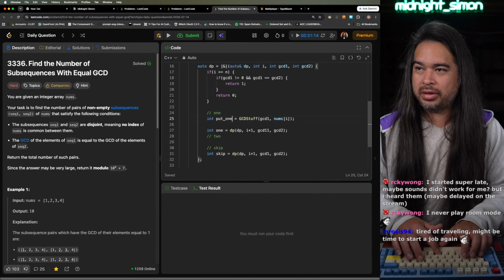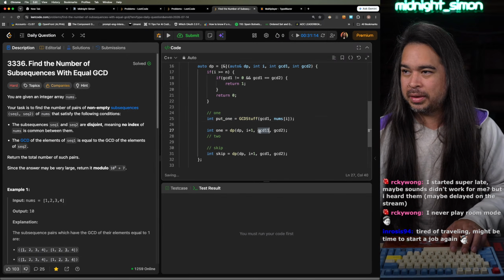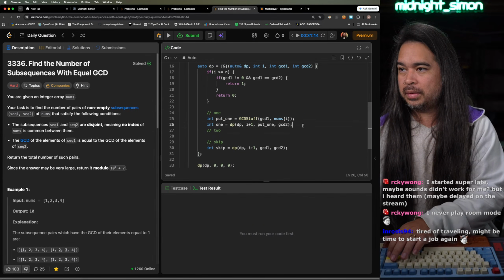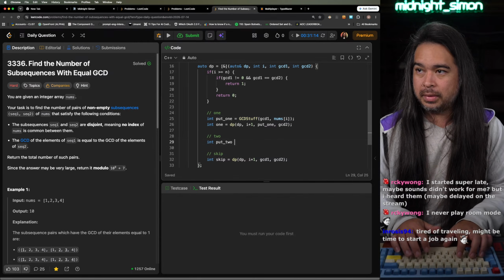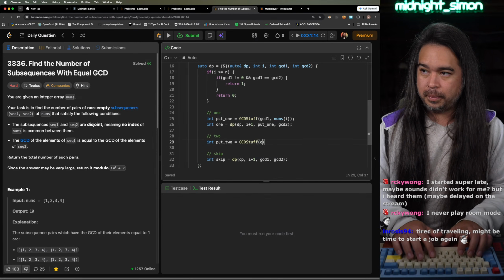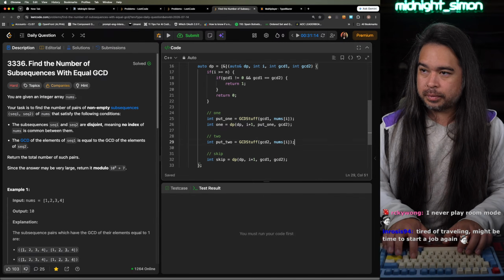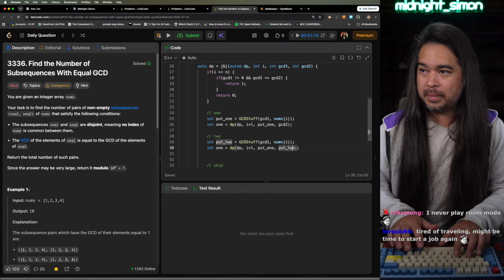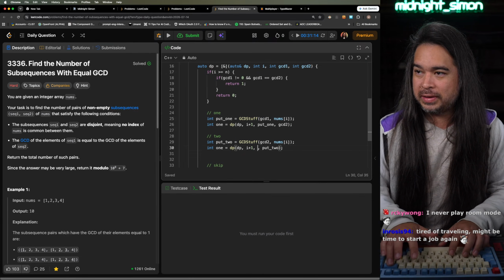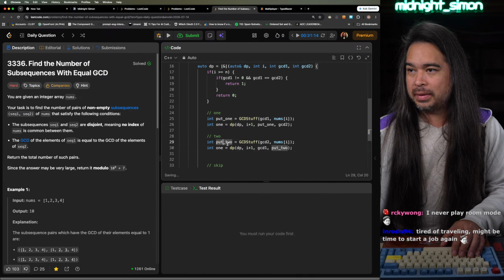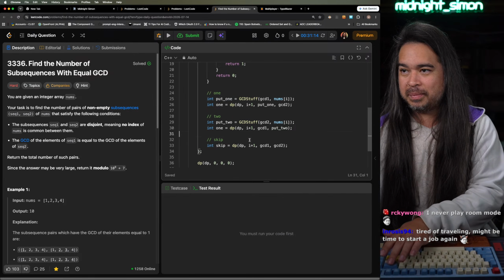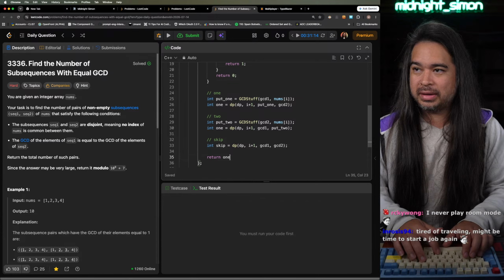Or put 1. I don't know what to call it, man. Right? Something like this. And this would be GCD1. Put 1, put 2, and then skip. And then we just return them all added together. Man, I can't type.